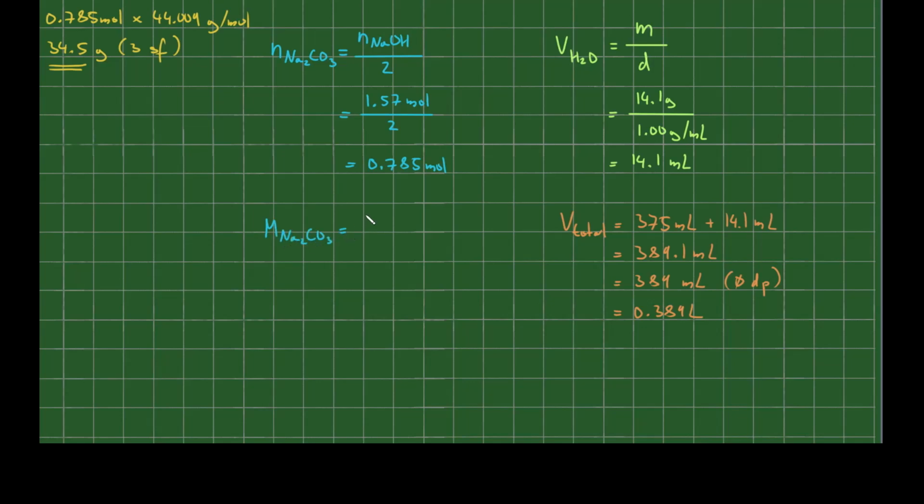One more calculation to go, and that is the calculation of the molarity of sodium carbonate. We have the number of moles, 0.785, that needs to be divided by the total volume of solution, which happens to be 0.389 liters. And this will give me 2.02 moles per liter. And this is the answer to the second problem.